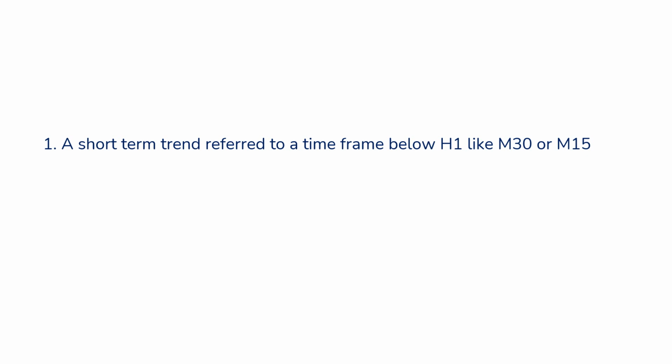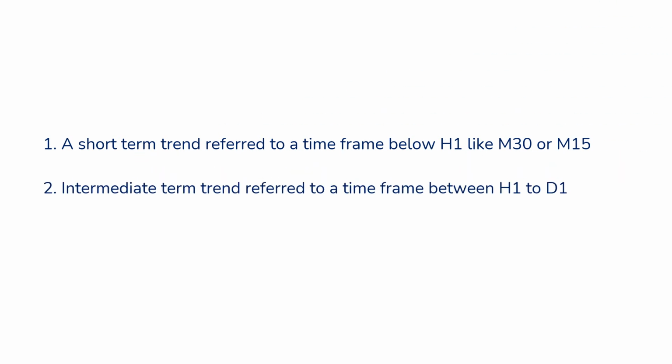In a short time frame, traders try to use bullish or bearish pattern information, or may use candlestick formations, to find out where the trend might go next with a big probability to enter or exit the market. Number 2, an intermediate-term trend refers to a time frame between H1 to D1. This is a time period that falls between short and long time frames.